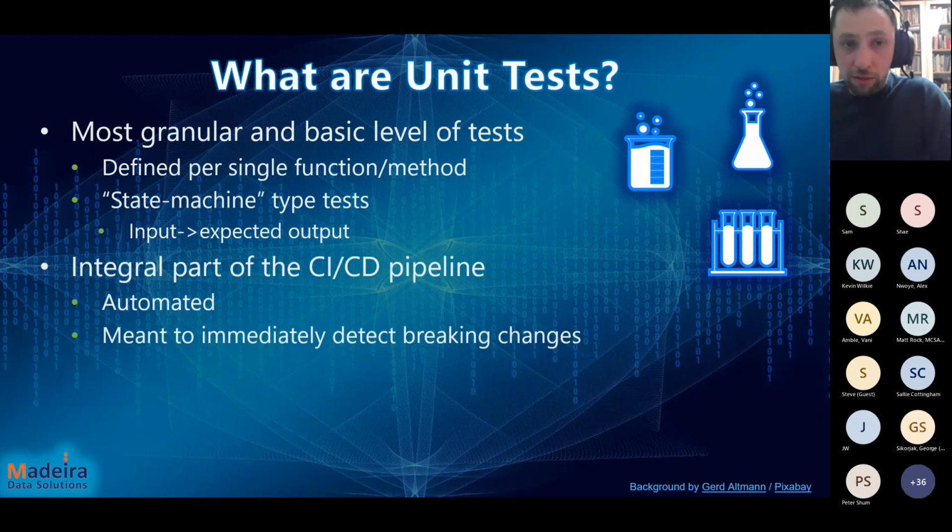Unit tests are an integral part of CI/CD pipelines. Essentially, they have to be automated by definition, and their main purpose is to detect breaking changes as soon as possible. Because let's say, for example, you created some kind of stored procedure which works okay. It works fine and dandy in production, everything is good.